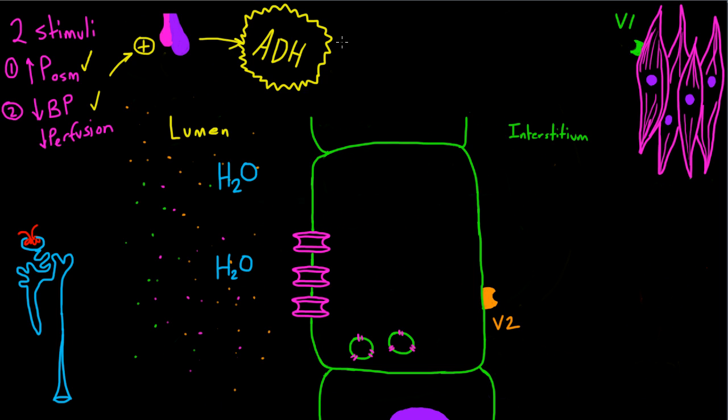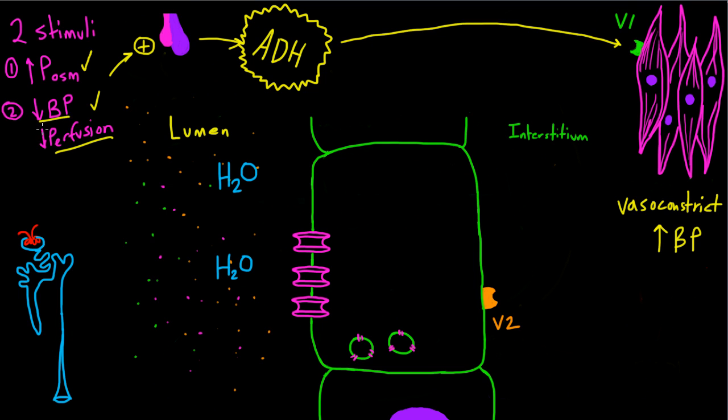So let's do one at a time. One effect is on V1 receptors in smooth muscle cells located in vasculature, and this will cause vasoconstriction. So this is important that ADH or AVP, so vasopressin, makes sense. It has a vasopressor effect. So this will try and raise the blood pressure, which makes sense. Remember, one of the stimuli was a low blood pressure, low perfusion. So that's important.